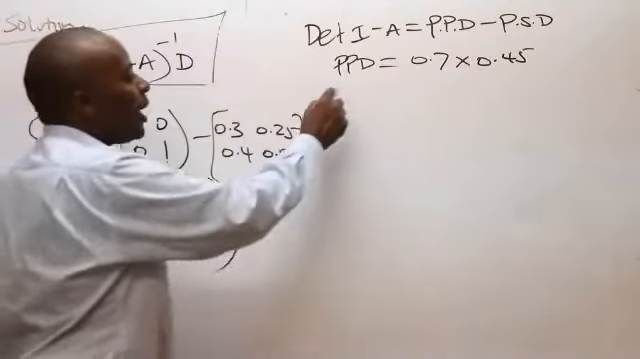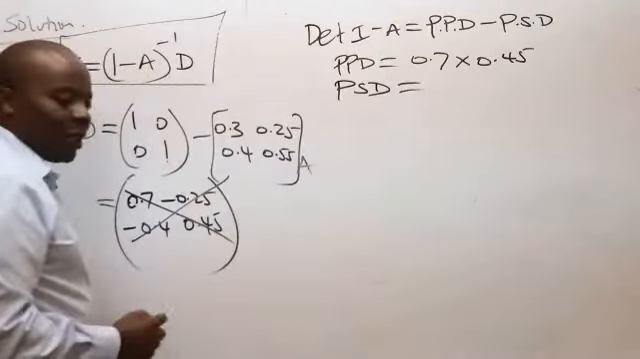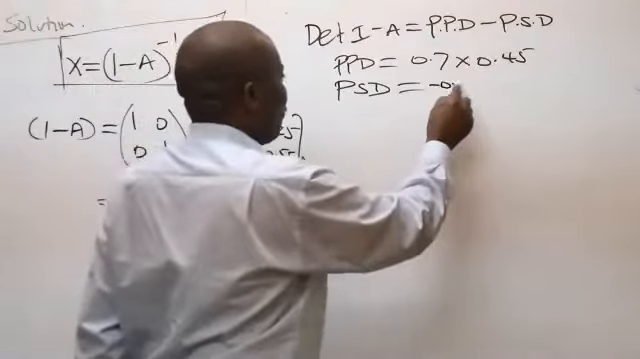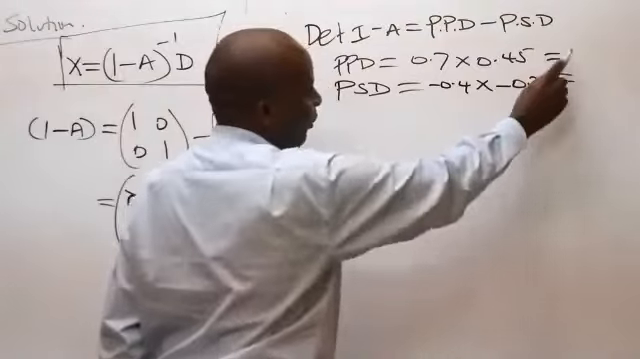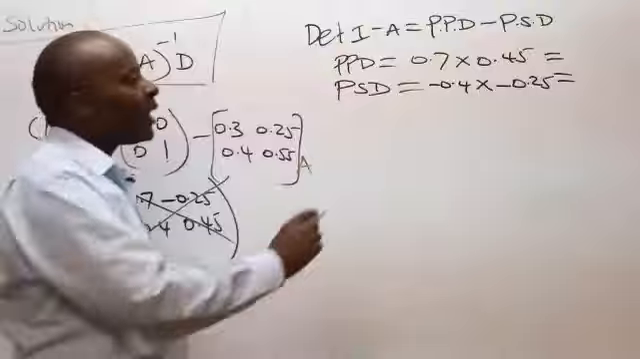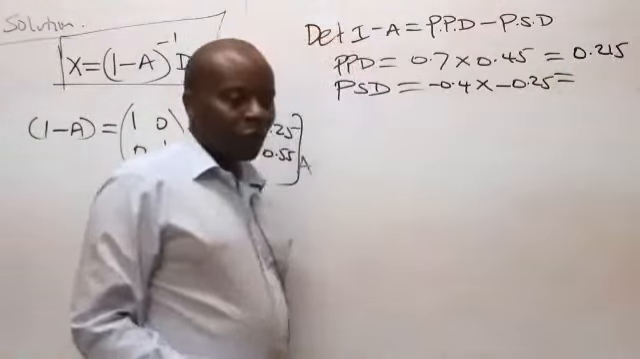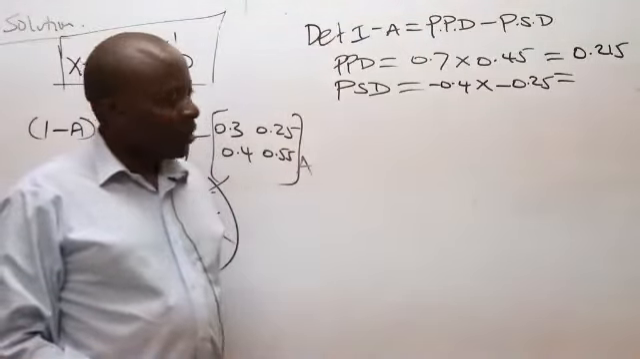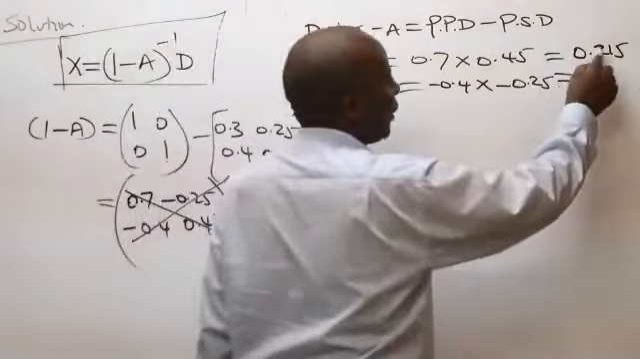And then we have the product of the secondary. The other one, which is lagging, will be my secondary. So this will be minus 0.4 times minus 0.25. Could you kindly give me the product of the primary diagonal? Somebody is telling me 0.215. Somebody is telling 0.315. Thank you very much.